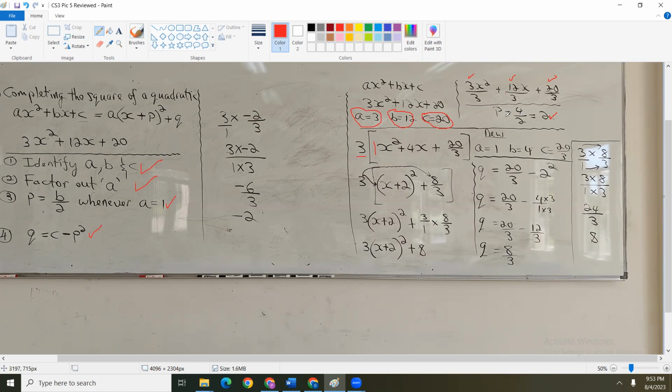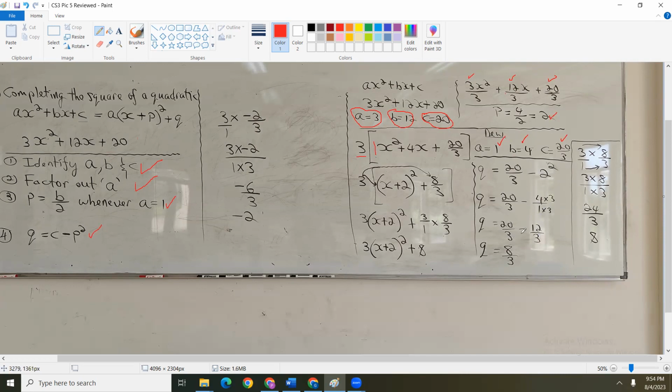So now we have to use the new C, which is 20 over 3. Because we use the new B to get P whenever A is 1. So Q now is equal to 20 over 3 minus 2 squared, because P is 2. 2 squared is 4. So we have 20 over 3 minus 4 over 1. 1 was placed under the 4 so that it looks like a fraction minus a fraction. When the fractions are subtracted using the common denominator, we have to multiply the numerator by 3 and the denominator by 3. So we have negative 4 threes are 12, negative 12 over 3.